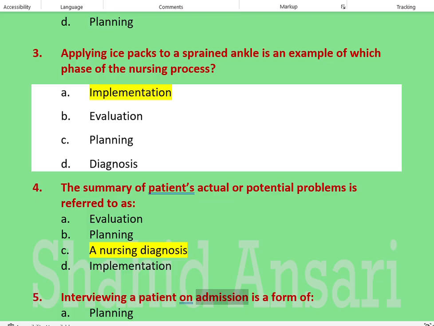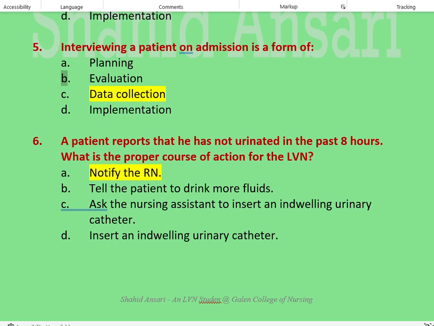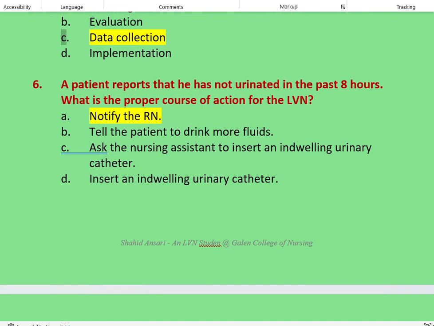5. Interviewing a patient on admission is a form of A. Planning, B. Evaluation, C. Data collection, D. Implementation. 6. A patient reports that he has not urinated in the past 8 hours.